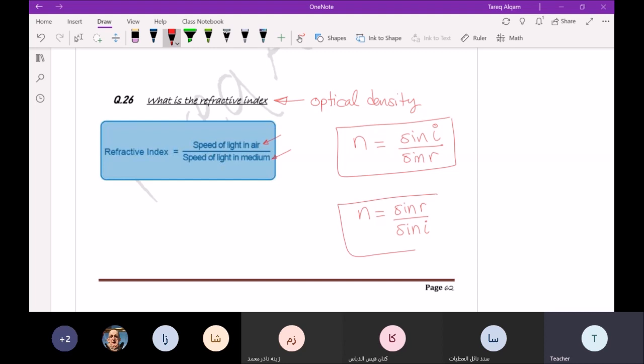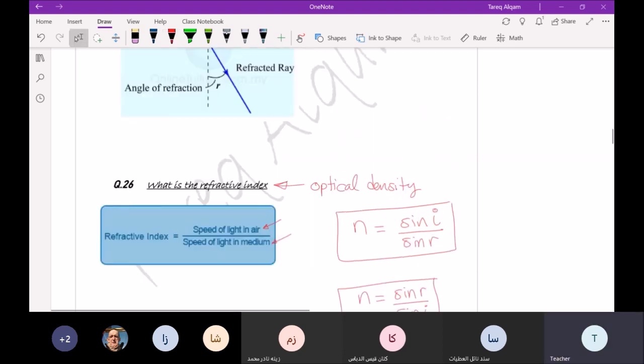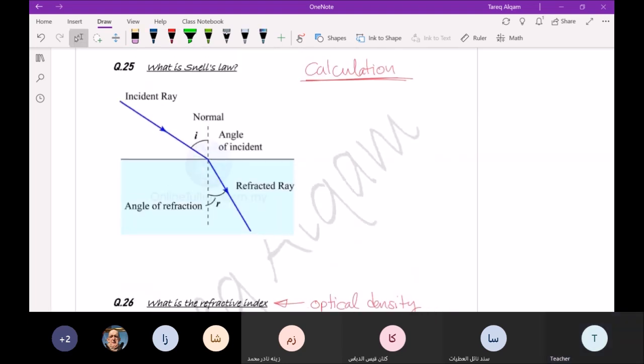What is meant by I and R? Look here, please. I is the angle of incidence, R is the angle of refraction. Angle of incidence is the angle between the normal and the incident ray. Angle of refraction is the angle between the normal and the refracted ray.